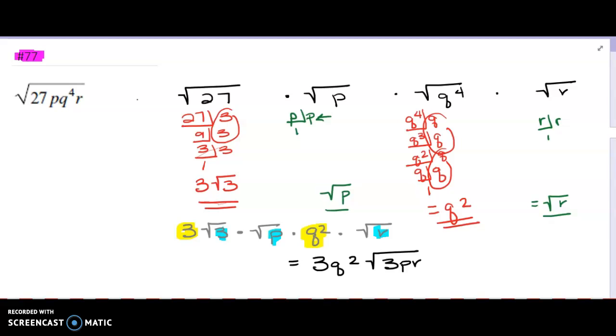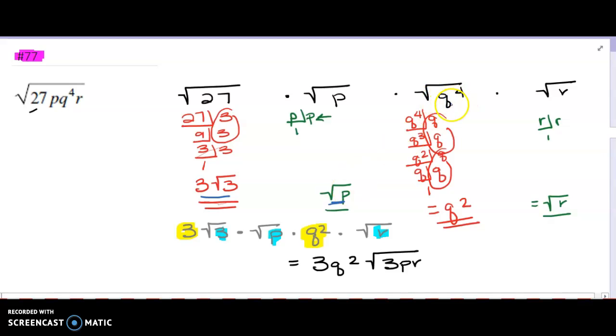All right, so I've gone through and separated each of these into separate components. I've changed it to the square root of 27 times the square root of p times the square root of q to the 4th times the square root of r. Now I've broken each one of these components down individually. Square root of 27 becomes 3 square root of 3. Square root of p cannot be simplified, so it just stays square root of p.